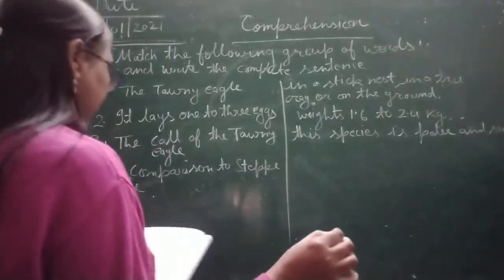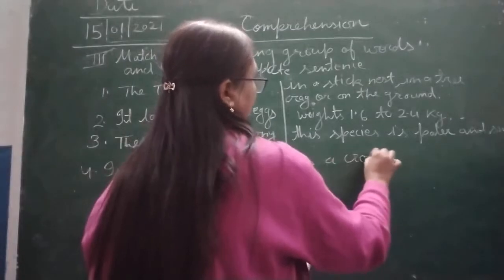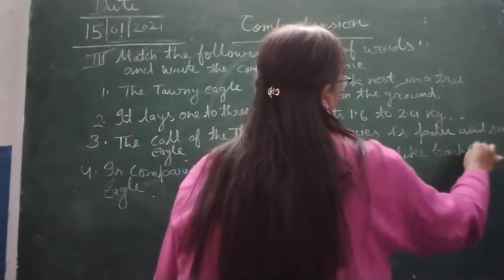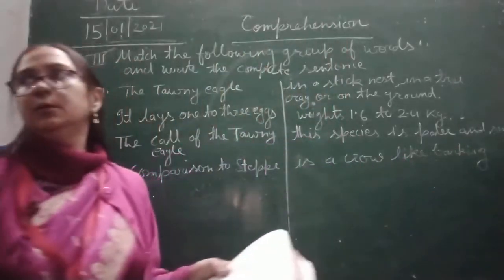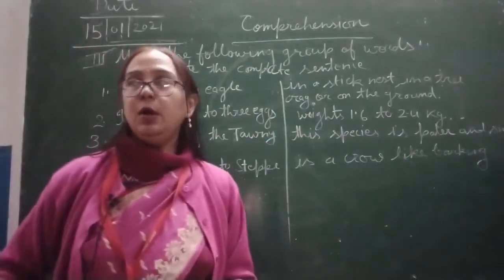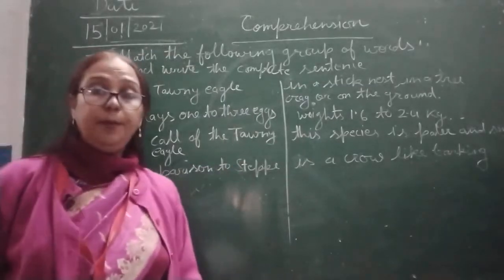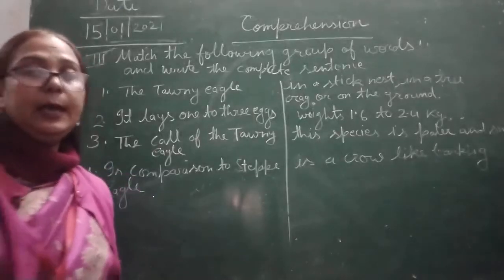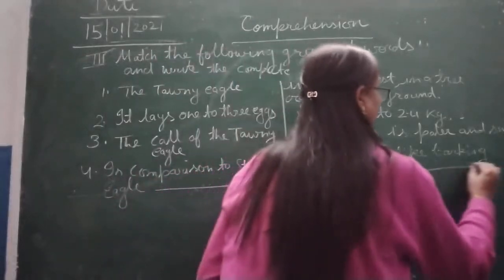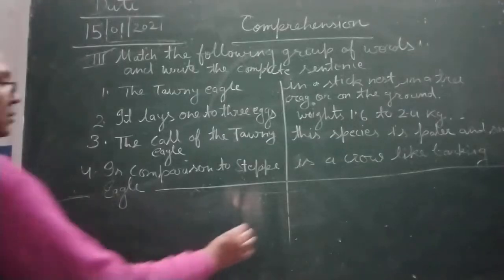And here, a crow-like barking. So children, here we are going to match it, and you are not supposed to write or match in the copy. Because of this I have created one gap over here, you can see, and here we are going to write the correct answer.